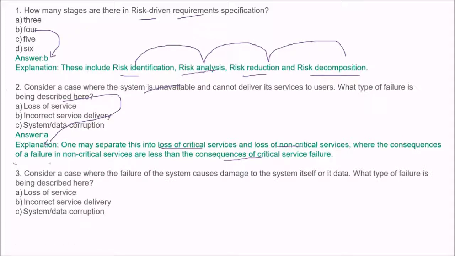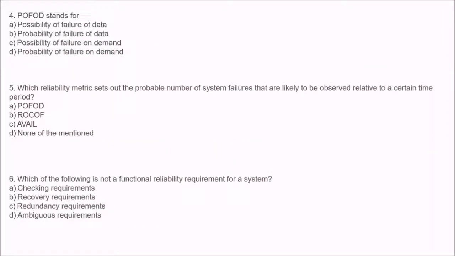Next, consider a case where the failure of the system causes damage to the system itself or its data. And what type of failure is being described here? System data corruption, is it the answer? Yes, the answer is system data corruption. Next is PERFORD. PERFORD stands for what? Can you answer this? PERFORD is probability of failure on demand.